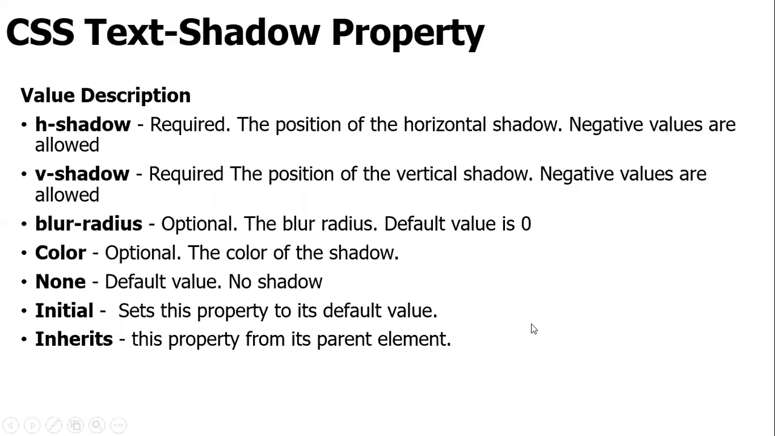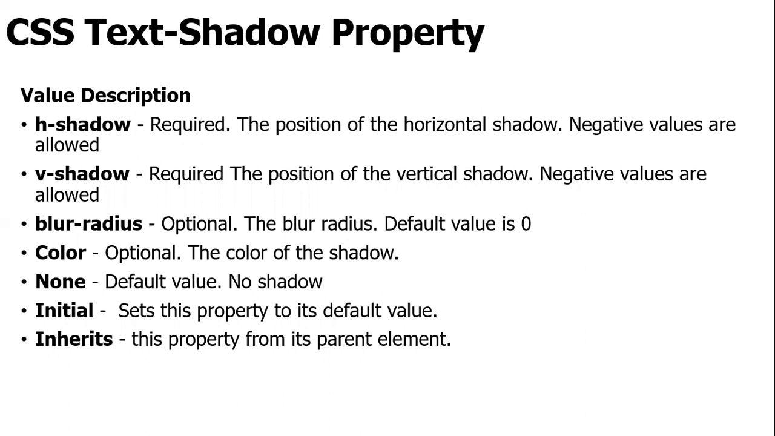The values in the text shadow syntax are h-shadow, which is used to give horizontal shadow. Negative values are allowed. And v-shadow will be the vertical shadow. Here also negative values are allowed. Blur radius, the blur effect, is optional. If you give it, fine; otherwise, if you don't mention it, it will take the default value as 0. Color is optional. None means no shadow. If you need no shadow effects, we can give none.